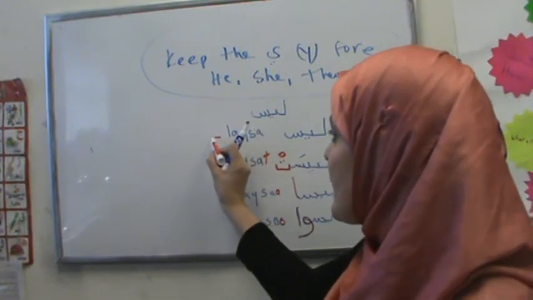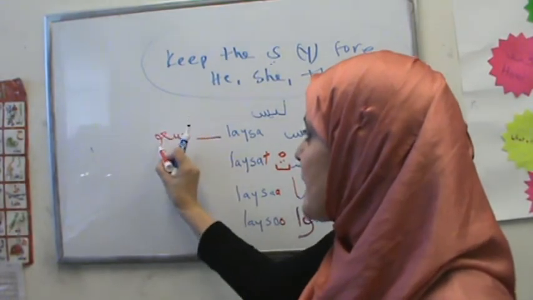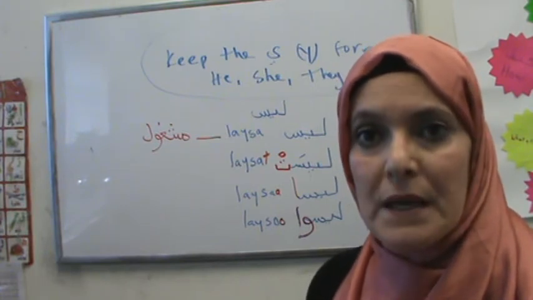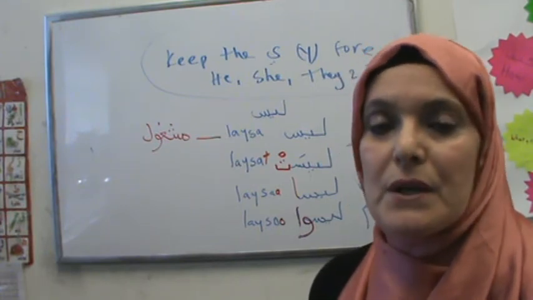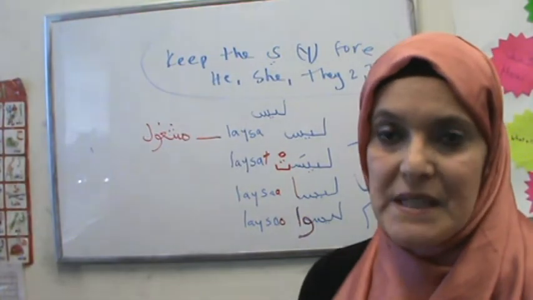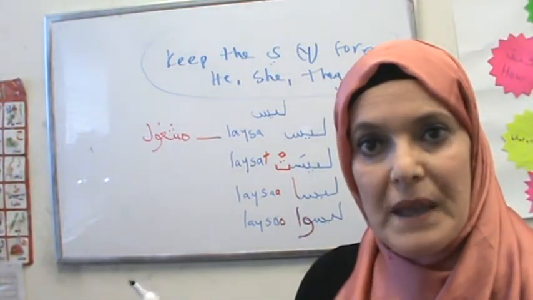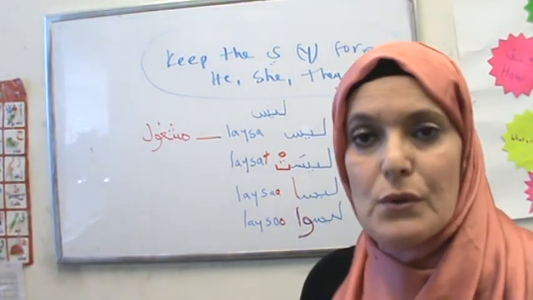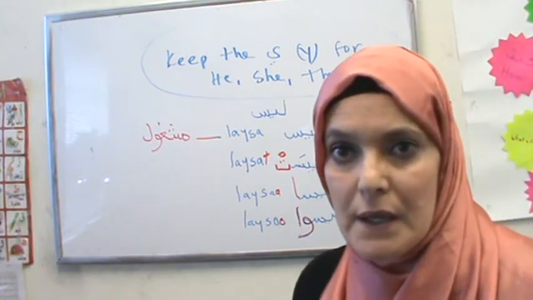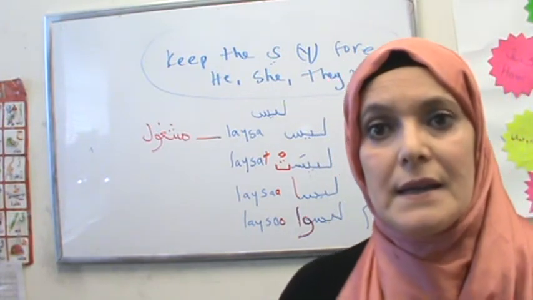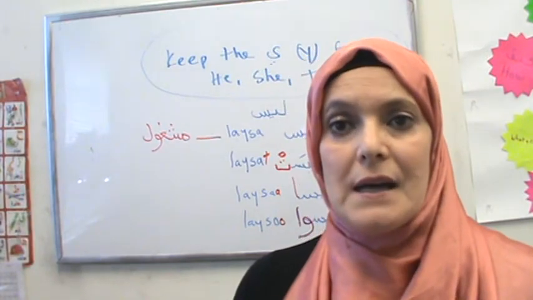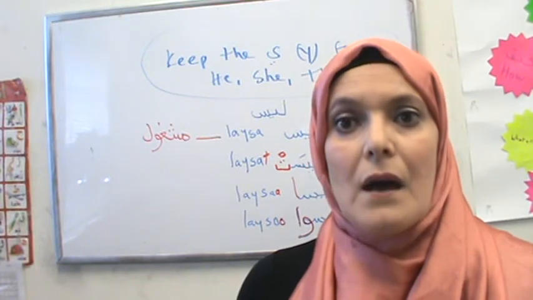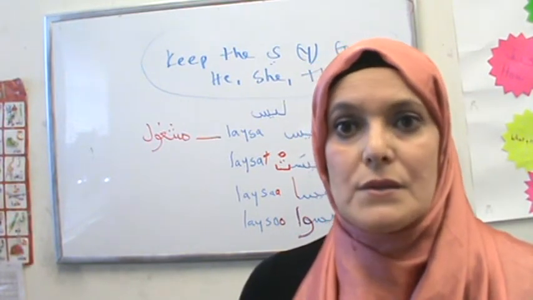And you can say huwa laysa mashghul. He is not busy. هي ليست مشغولة. هم ليسوا مشغولين, because the plural is for busy. Like they are not busy. We match the adjective if we are talking about a group, which I am going to cover in the plural in the future. So again, ana lestu, nahnu lesna, anta lesta, anti lesti, antuma lestuma, antum lestum.